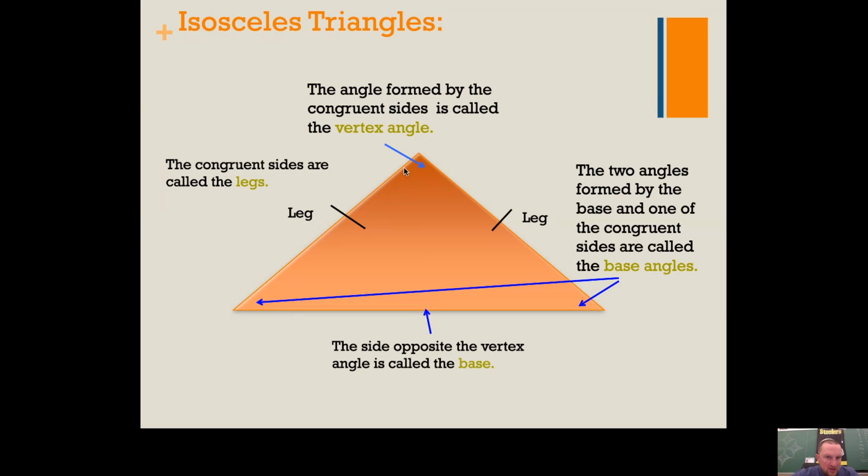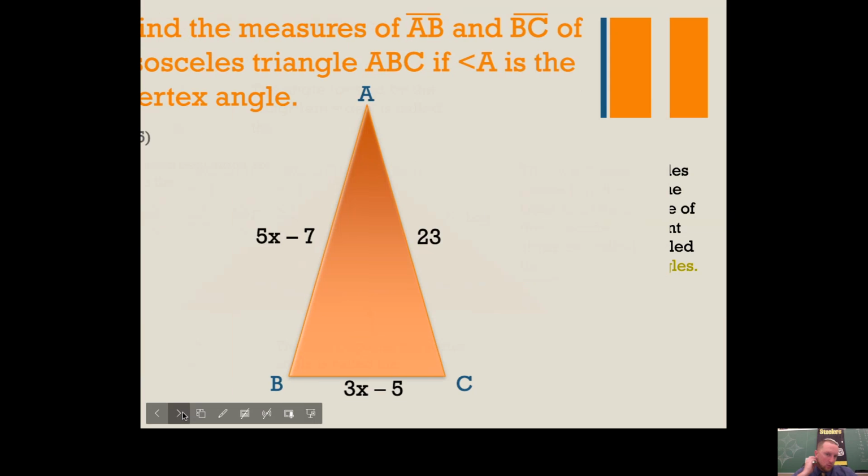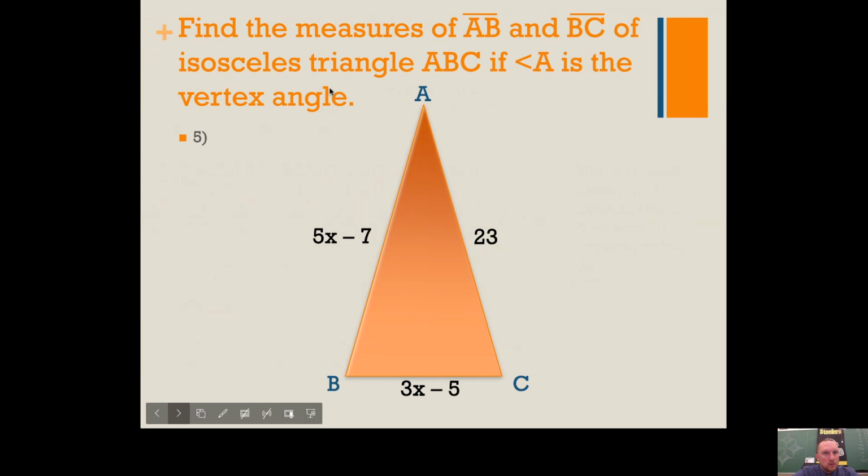So this vertex angle is in between the congruent sides. The two angles that match, they touch the base, and those are called your base angles. That terminology is really, really important for when you come across a problem like this. They're going to ask you to find the measures of two sides, segment AB and segment BC, of this isosceles triangle, ABC, if angle A is the vertex angle.